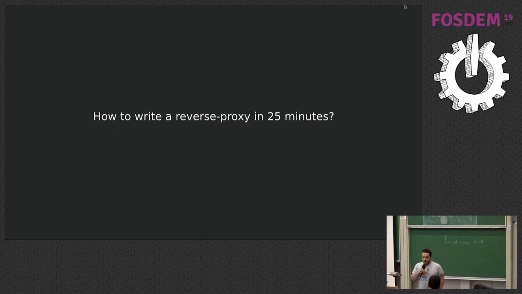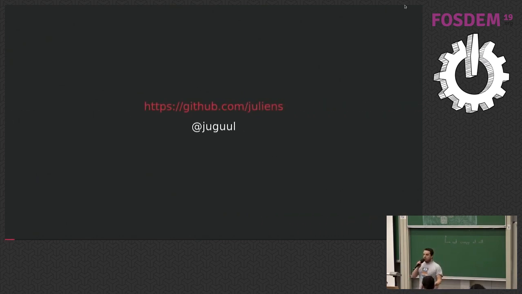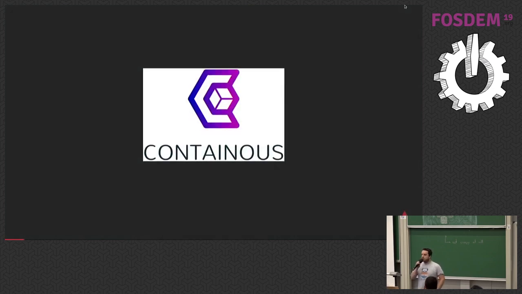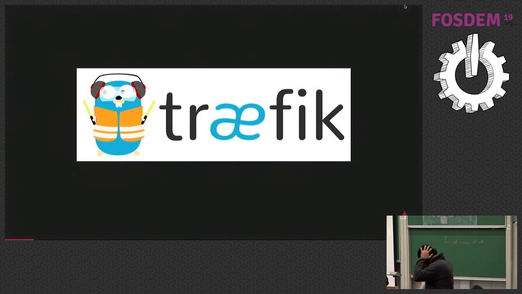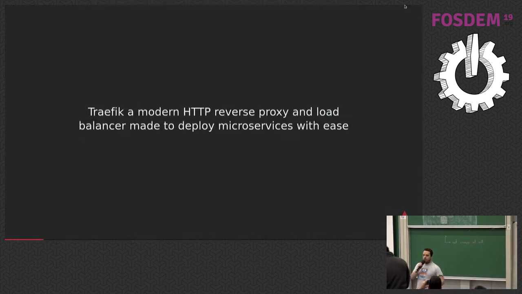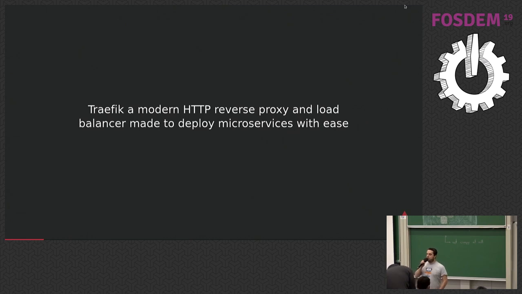Thanks. So, good morning. My name is Julien. I'm a Go developer. I work at Containous. Containous is a company behind an open source project named Traefik. And Traefik is an open source reverse proxy made to deploy microservices with ease. What does it mean? It means that Traefik doesn't need any configuration file.